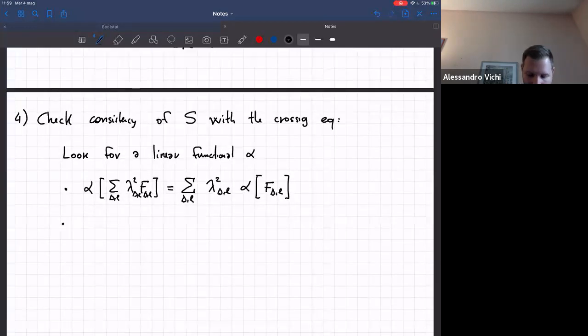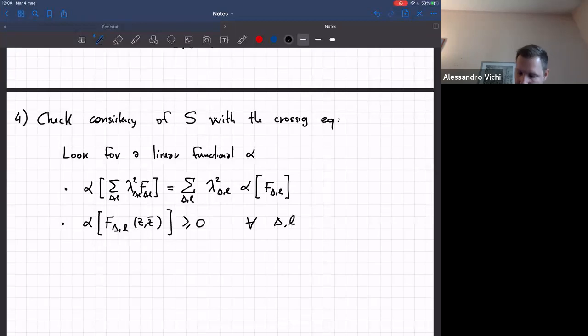But then the hard part is that we require that the action of this functional on any function F delta L of Z Z bar is a positive real number, for any delta and L in the spectrum, except one case, which for instance we can take the identity. So delta equals zero, L equals zero, which is the identity operator, which you better include in your spectrum, because of course it appears in any OPE of two identical scalars.